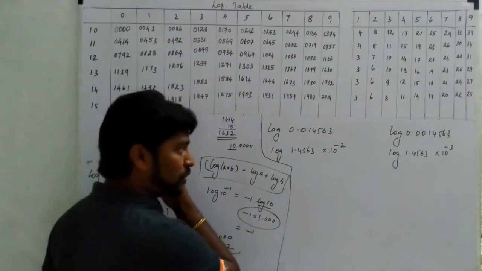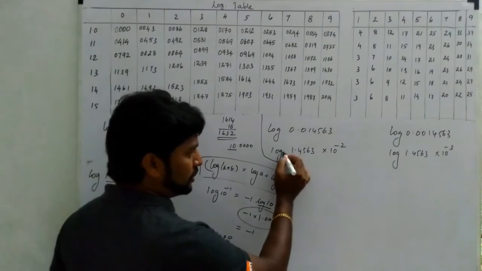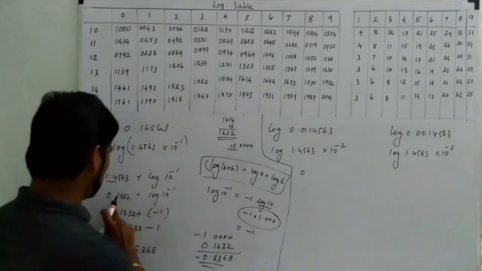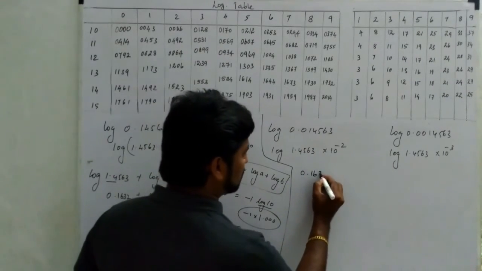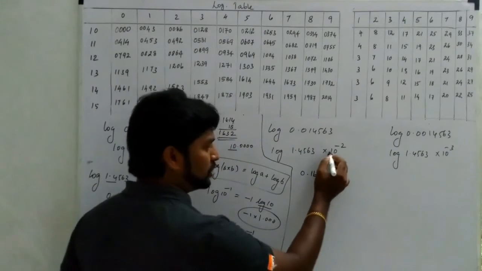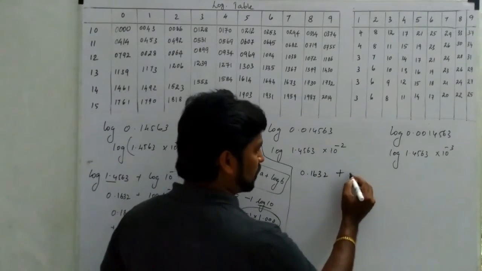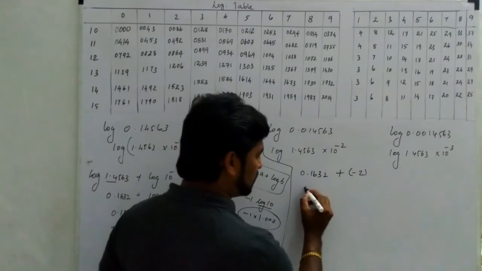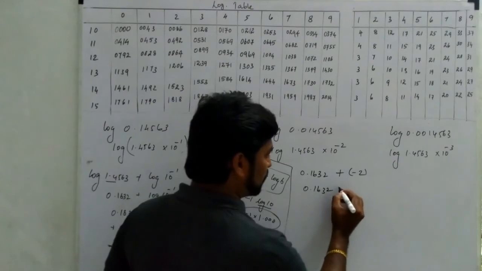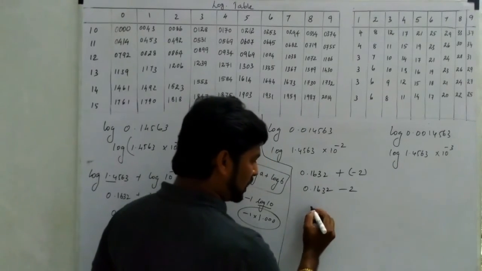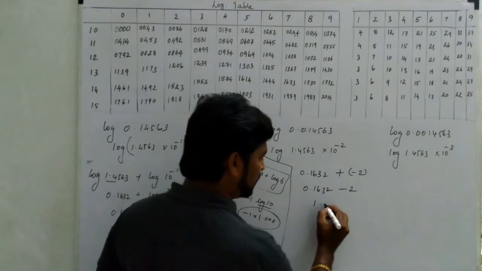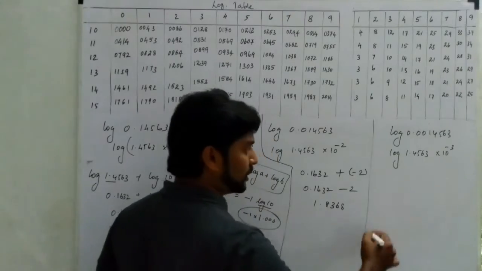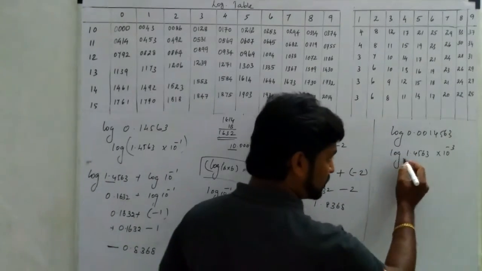Here also we follow the same method. We know the log value of this number is 0.1632, and the power converts into minus 2. So 0.1632 minus 2. What answer do we get? 1.8368 (that is, minus 2 plus 0.1632).